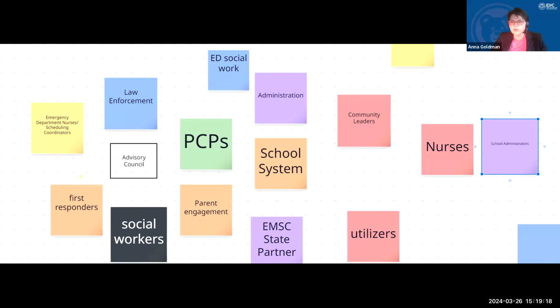All right, looks like we are still typing. Okay, community leaders. Parent engagement. All right. So what I have are emergency department nurses, scheduling coordinators, first responders, law enforcement, advisory council, social workers, PCPs, ED social workers, administration, school system, EMAC state partners, parent engagement, utilizers.